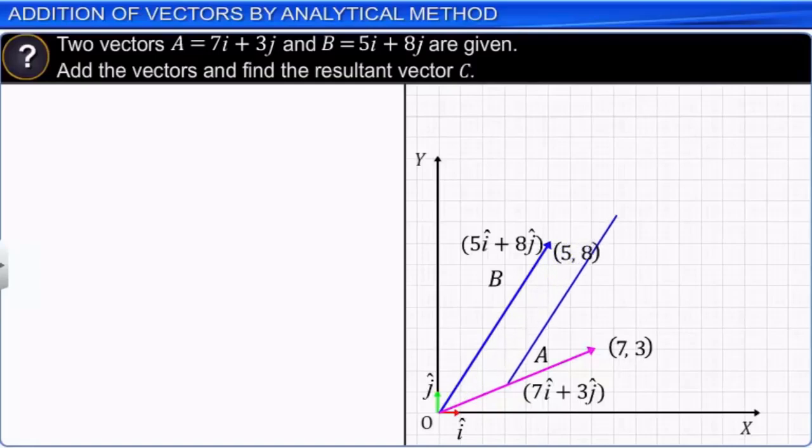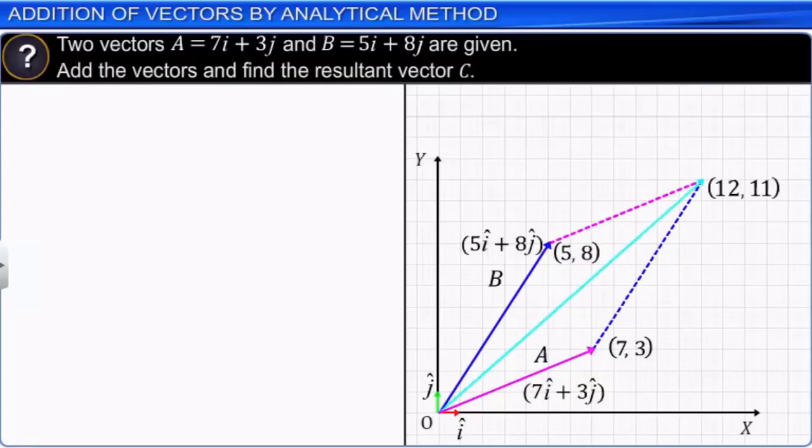Check the coordinates of the arrowhead point of C, which should be 12, 11. You can also solve this problem without graph paper. You need to simply add the coefficients of i and j as shown here. However, representing the given vectors on graph paper helps you visualize the procedure.